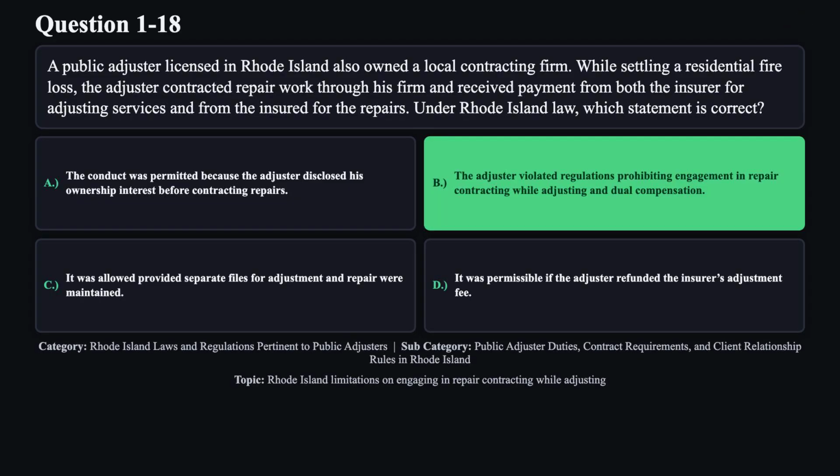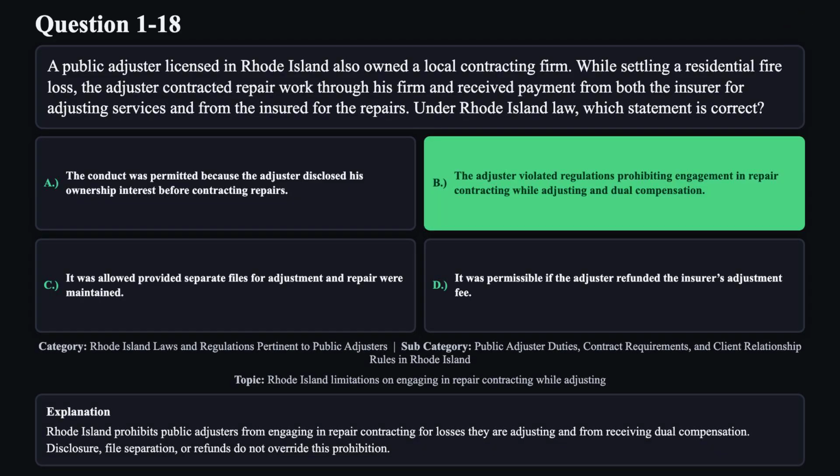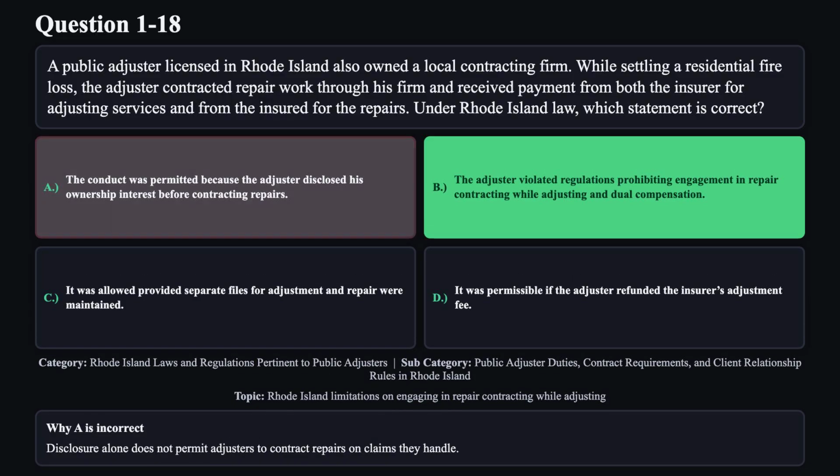The correct answer is B. Rhode Island prohibits public adjusters from engaging in repair contracting for losses they are adjusting and from receiving dual compensation. Disclosure, file separation, or refunds do not override this prohibition. Reason A is not correct. Disclosure alone does not permit adjusters to contract repairs on claims they handle.